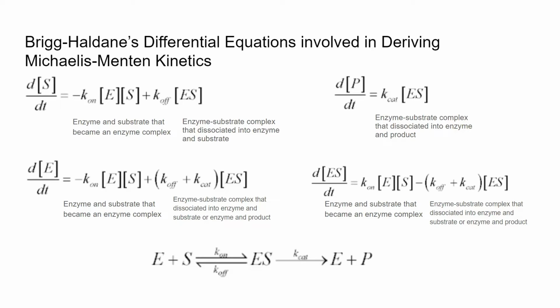we are adding the rate at which the enzyme substrate complexes form and subtracting the rate at which the enzyme substrate complex breaks up into either substrate and enzyme or product and enzyme. It is the opposite of the equation to the left.